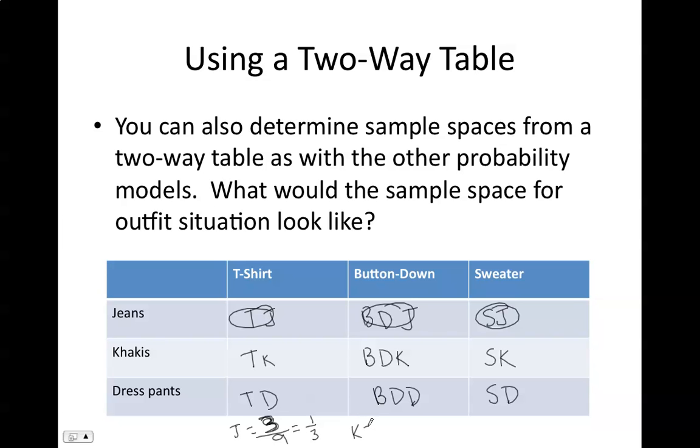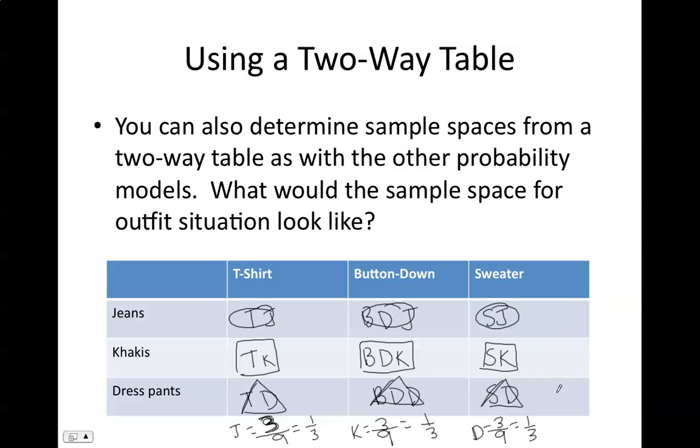All right, for khakis, I'm going to look again. I'll use a different symbol here. So I'm going to have 3 different scenarios where I would have outfits that had khakis. So 3 over the total 9, the total doesn't change, and again I would reduce that to 1/3. And then finally the dress pants. Again, if I use a different symbol to represent these, so 3 outfits that would have dress pants over the total of 9 outfits, again, would give me 1/3.